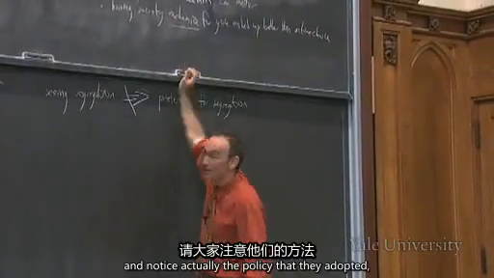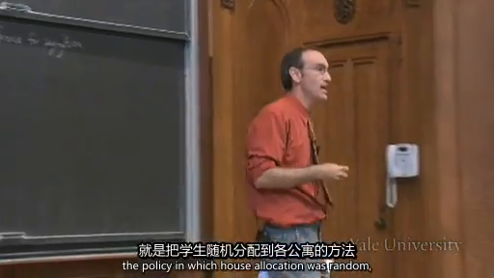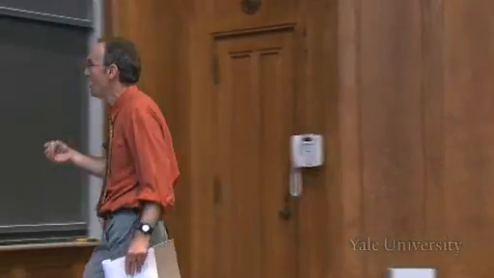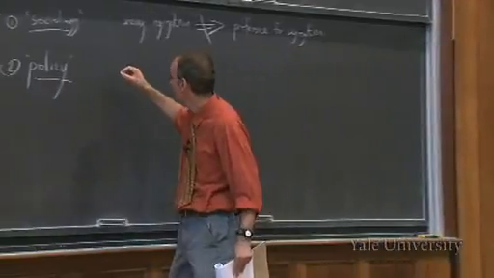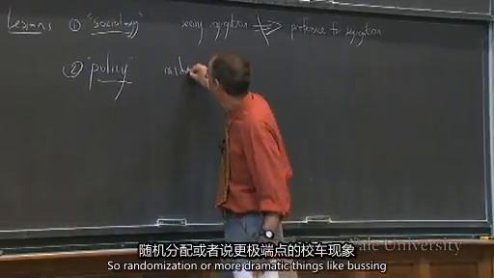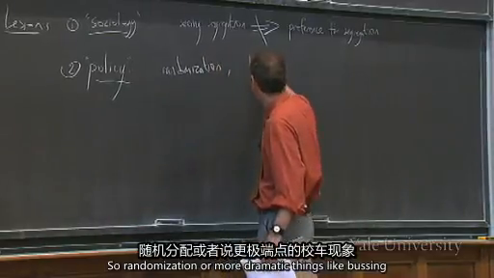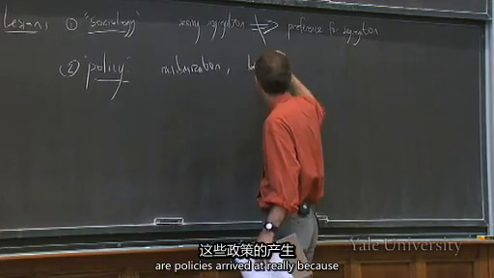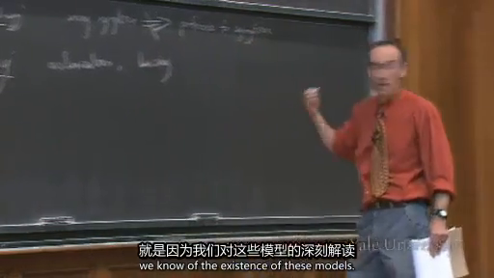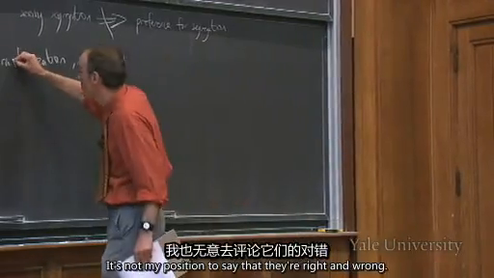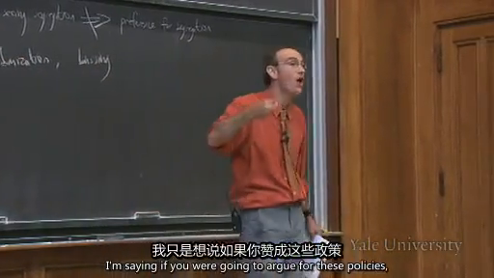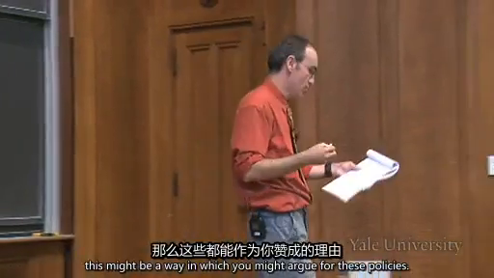And notice actually the policy that they adopted, the policy in which house allocation was random, was basically the policy Yale had all along. All right? So as happens in other cases in education, Harvard arrived at the Yale solution eventually. So randomization, or more dramatic things like busing, are policies arrived at really because we know of the existence of these models. I'm not saying these are right or wrong. It's not my position to say that they're right or wrong. I'm saying if you were going to argue for these policies, this might be a way in which you might argue for them.